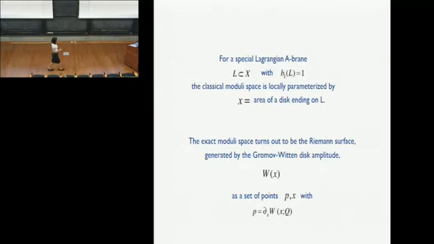So for a special Lagrangian A brane with b1 equal to 1, the classical moduli space is locally parameterized by x, a complex variable x, whose real part is the area of a disk ending on L. The exact moduli space turns out to be a Riemann surface. And this Riemann surface is generated by the A model Gromov-Witten disk amplitude, which is a function of x, the size of the disk, as a set of points p and x related like that. Okay.